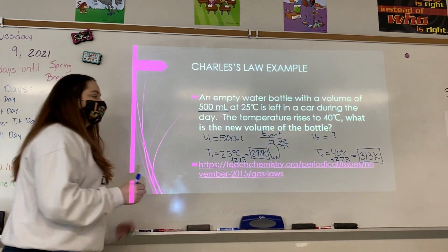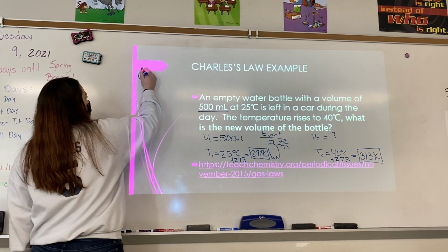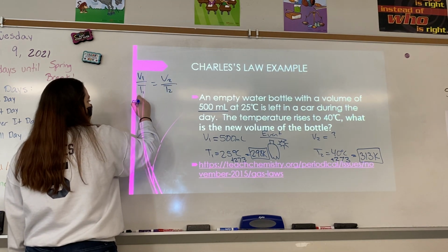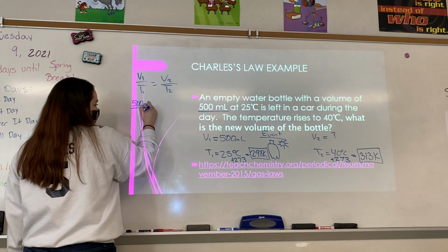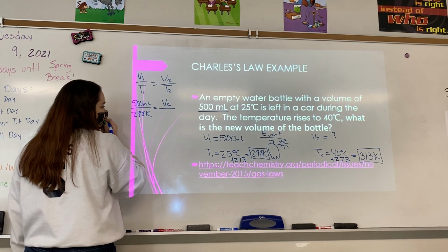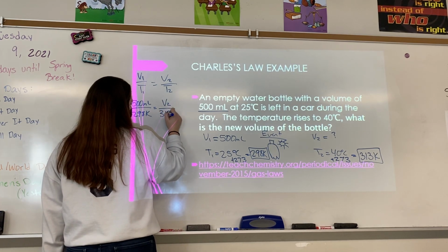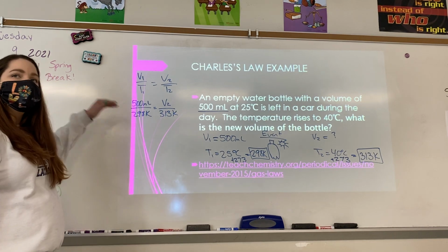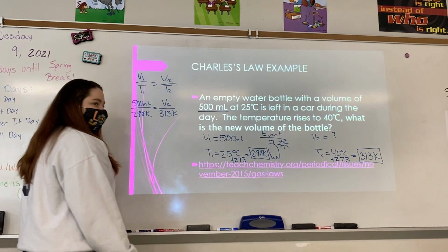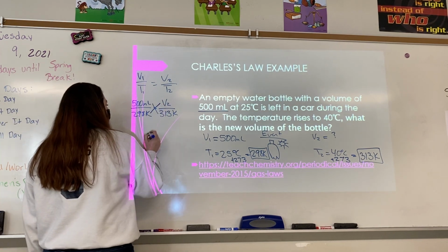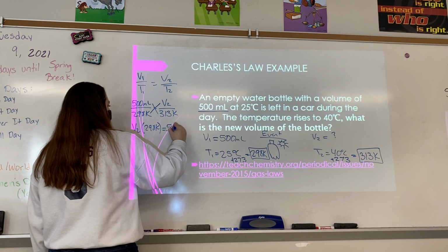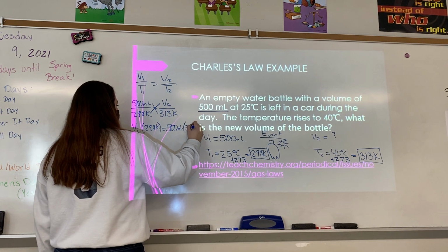So now you can take those numbers and plug them in. So you have V1 over T1 equals V2 over T2. So it is 500 milliliters divided by 298 Kelvin equal to your V2, which is what you're solving for, divided by your 313 Kelvin. Now you have stuff on the top and on the bottom. How are you going to solve for V2? Yes, cross multiply. So V2 times 298 Kelvin equal to 500 milliliters times 313 Kelvin.